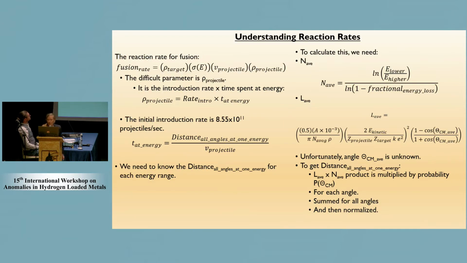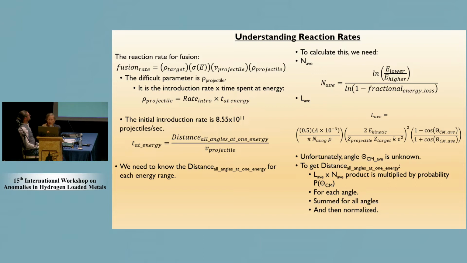Next, in part 2 of this calculation, we need to calculate the reaction rates for the secondary reactions. The standard equation is the product of the density of the target, the cross-section of the reaction rate at that energy, the projectile velocity, and the projectile density at that energy. The difficult parameter here is the projectile density. The projectile density is its introduction rate at that energy multiplied by the time spent at that energy.